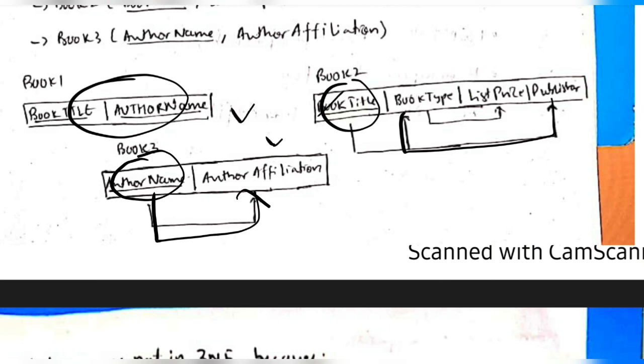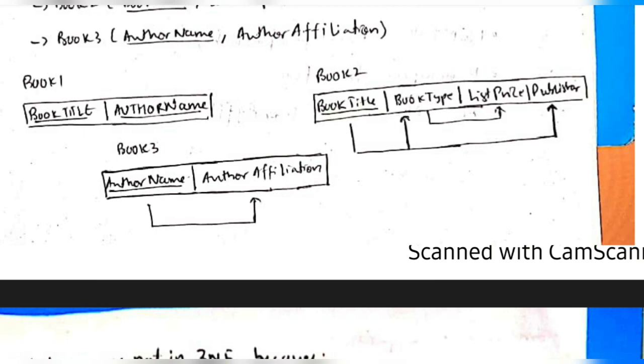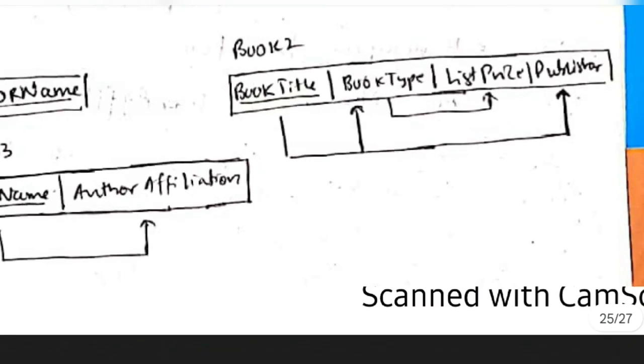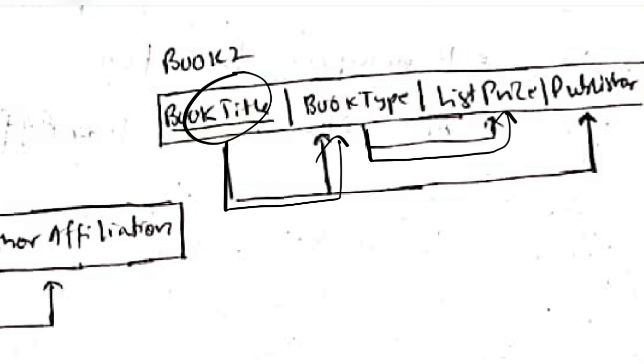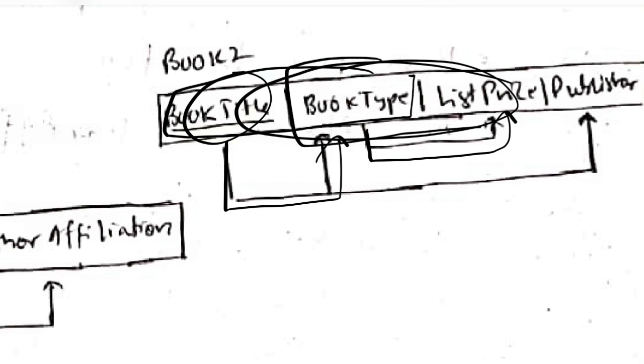The next one is 3NF. What does 3NF say? There should be no transitive relation. As you can observe here, this is the primary key. It is dependent on book type, and book type is dependent on list price. So it is a transitive relation. We'll separate it into two parts: first this much and second this much.